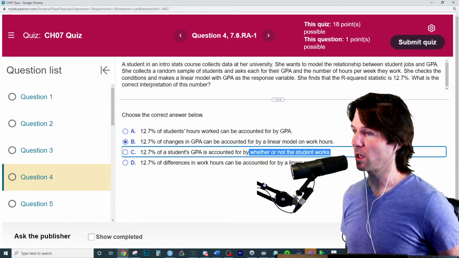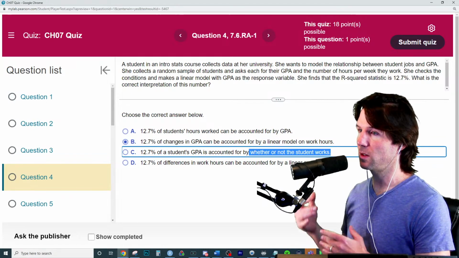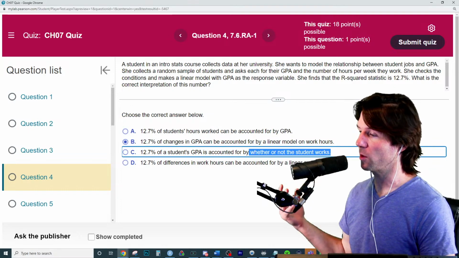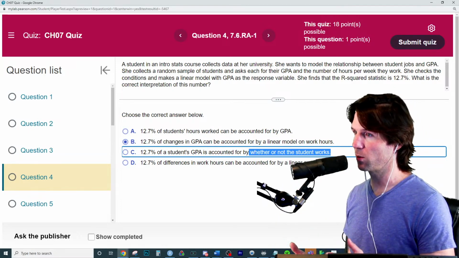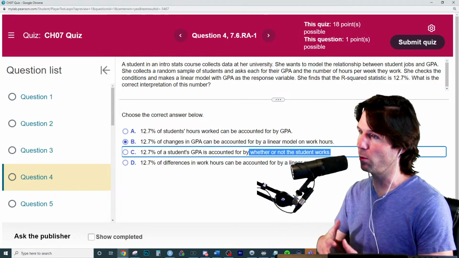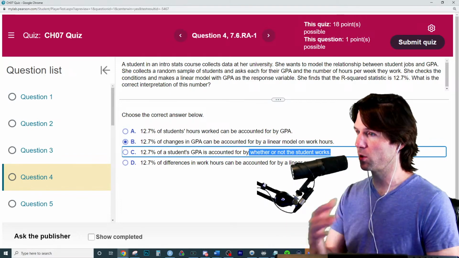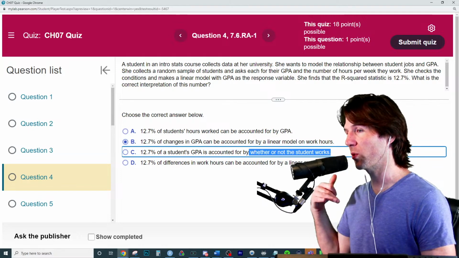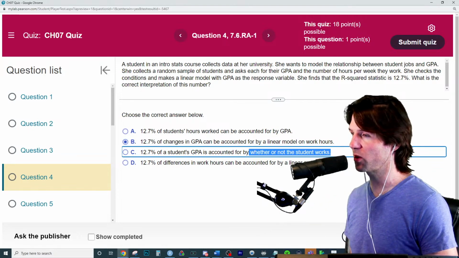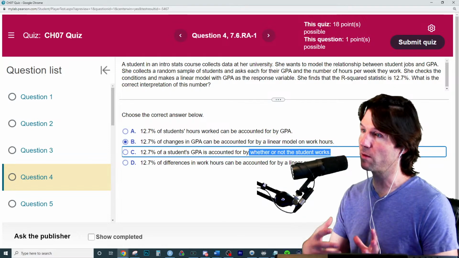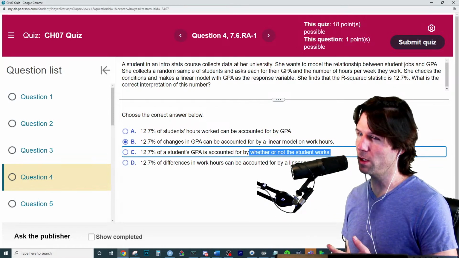Another way of saying this, which Dr. Petrie endorses, is saying things like, if you know somebody's hours worked, it gets us 12.7% of the way to understanding someone's GPA. That's the amount of variation hours worked explains in someone's GPA. So knowing somebody's hours worked gets us a certain percent of the way to knowing someone's GPA. Now, we wouldn't know all of it. We know 12.7% of the variation in someone's GPA by knowing the variation in their hours worked over the data set. So kind of a good question.